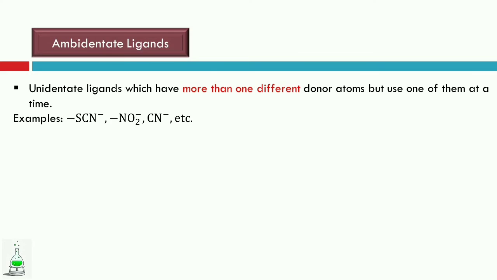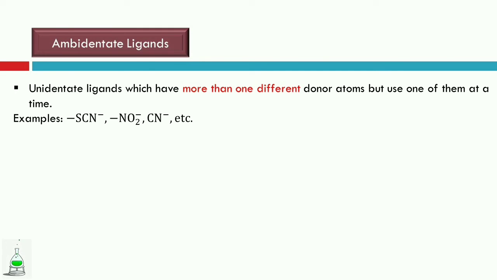Now, the next one is ambidentate ligands. The monodentate ligands, which have two or more different donor atoms, can coordinate to a metal cation through either of the two different atoms. These ligands are called as ambidentate ligands. When these ligands coordinate to the central metal ion through either of the two different donor atoms, they are going to form two different compounds, which are also called linkage isomers.